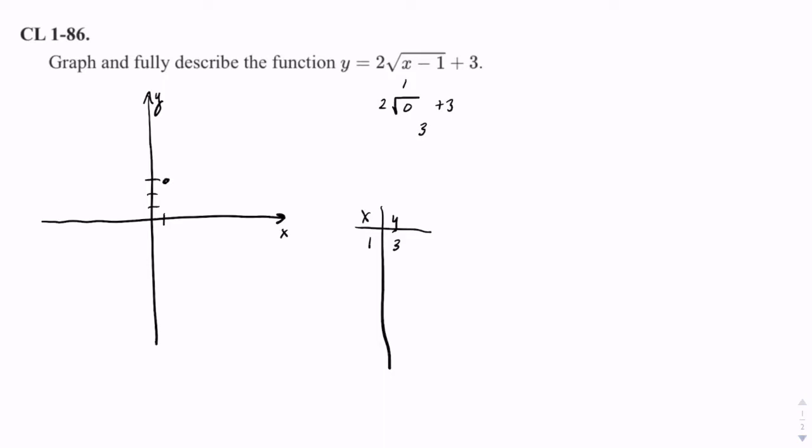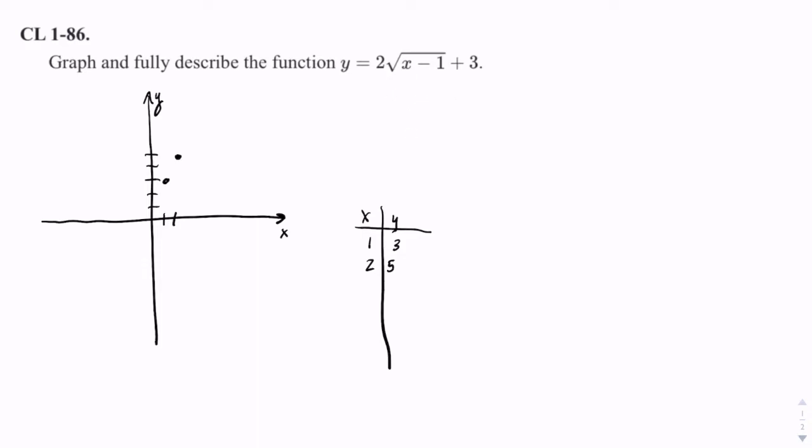Now let's put 2 in. So I get 2 times 2 minus 1 is 1 plus 3. Square root of 1 is 1. 2 times 1 is 2. 2 plus 3 is 5. So when I put a 2 in, I get a 5 out. 2, 5.